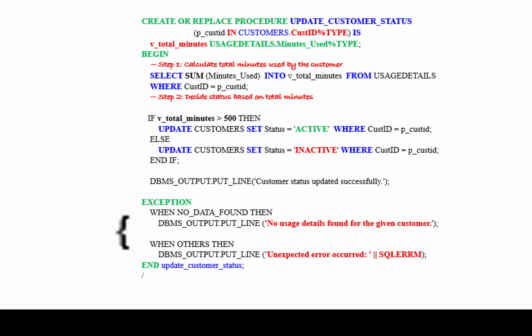When others exception. When others, DBMS_OUTPUT.PUT_LINE, unexpected error occurred, concatenated with SQLERRM. This is your safety net, handles any unknown error, displays Oracle error message, very professional coding style. End of procedure, end update_customer_status. This ends the procedure definition and stores it in the database.